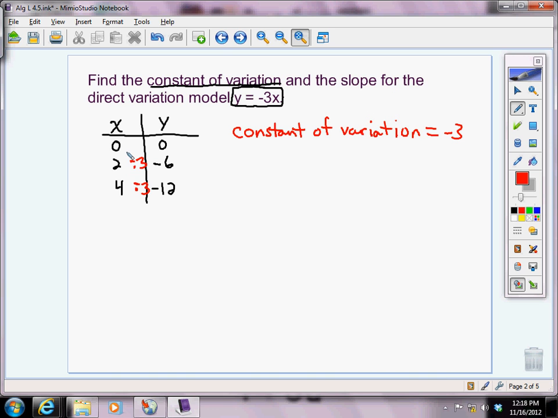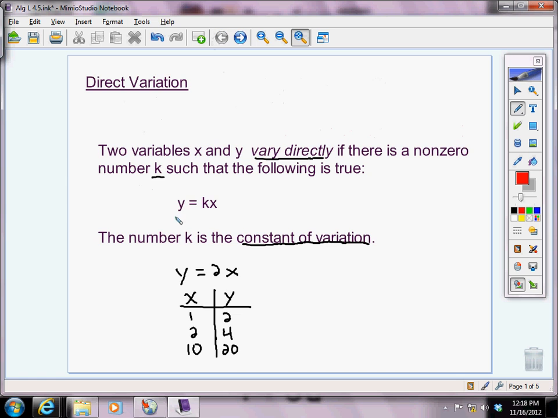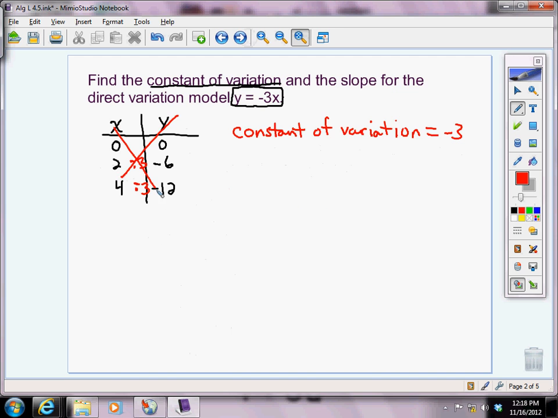You don't need to make an input-output table to do that. Remember, this is an equation for a direct variation model, and it says the number k is the constant of variation. So whatever our coefficient of x is, that's our constant of variation. You didn't need to do any of this work. You could look at this and say, the coefficient of x is negative 3, that means y is always going to be whatever x is times negative 3. It's our constant of variation. Again, just kind of weird terminology. So our constant of variation is negative 3.